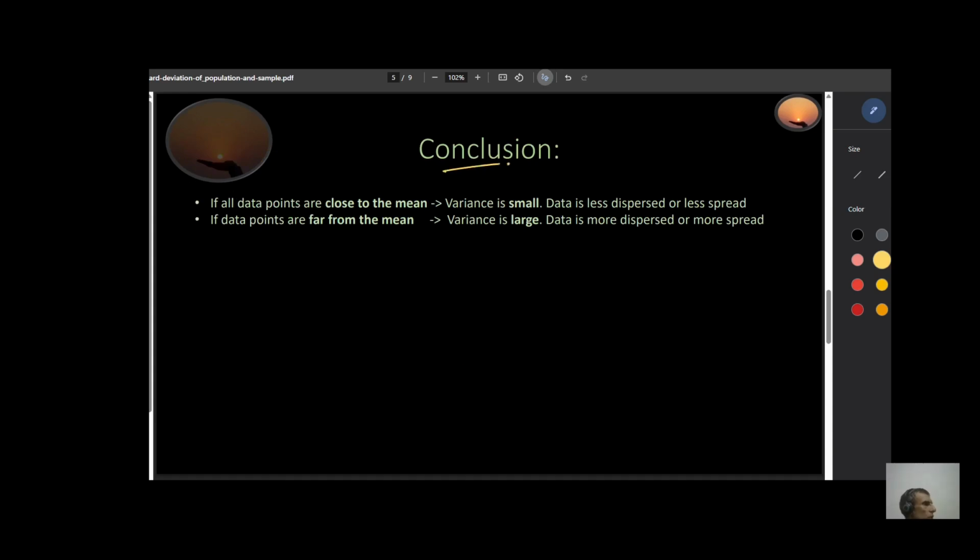So the conclusion is this: if all your data points are close to the mean, then your variance is going to be small. Your data is going to be less dispersed or less spread. On the other hand, if your data points are far from the mean, then your variance is going to be large. Your data will be more spread, or it will have more dispersion.